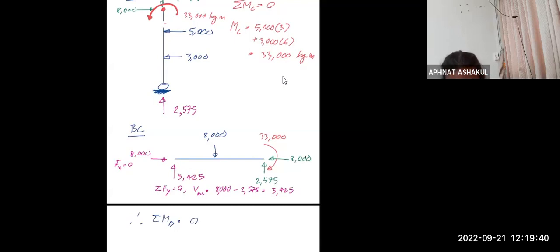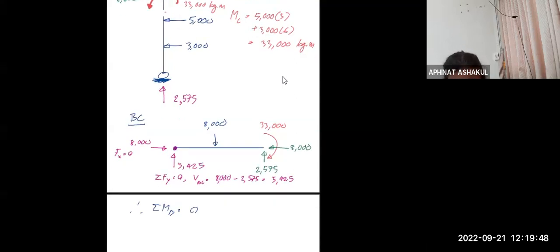We're going to take moment at B, right? Let's try to use a different color, maybe. We take moment at that point. So now we have 8,000 multiplied by 4, plus, you see the direction of that moment at C. They go in the same direction, right? And it's already a moment.